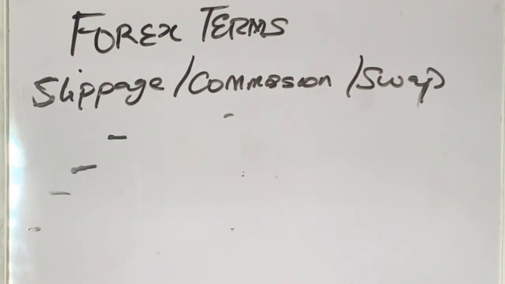Then swap is the amount of money a broker will cut on your trade for keeping an eye on your trade overnight. If you take a trade, let's say today, which is Tuesday, and then you do not close that trade until Wednesday, for watching over that trade overnight for you, your broker will have to deduct some money on that trade. That is what is known as swap.